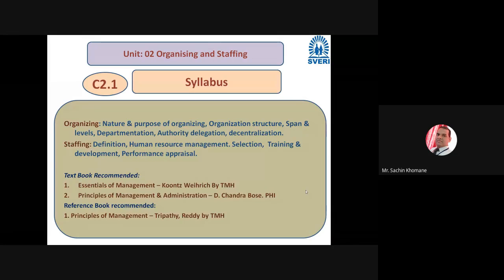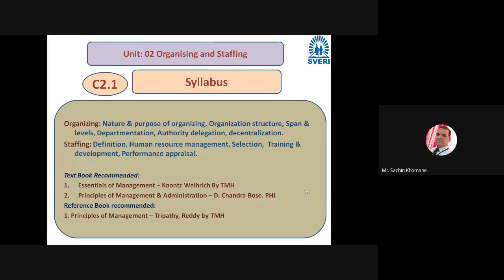So decentralization types we have to see. And sometimes people feel that authority delegation and decentralization look the same, but there is a specific difference, and that also we have to see in this particular part. Okay, so this is the first part of unit number 2, and it needs 2-3 hours to complete.